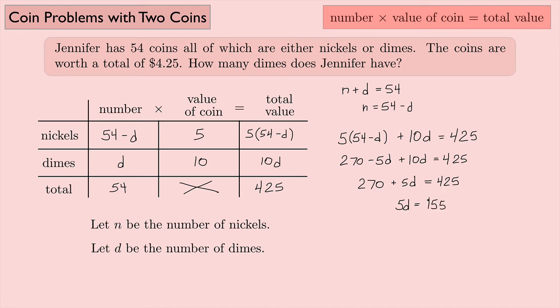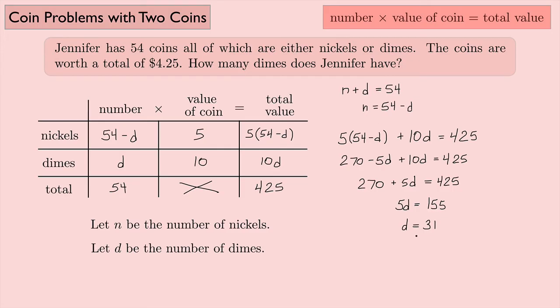And you can do this calculation on the side if you want, or if you have a calculator, you want to do it that way, that's fine. Now I have 5D equals 155. I'm going to divide both sides by 5 to get the number of dimes, and I see I have 31 dimes. So how many dimes does Jennifer have?